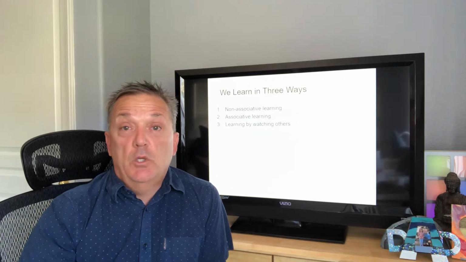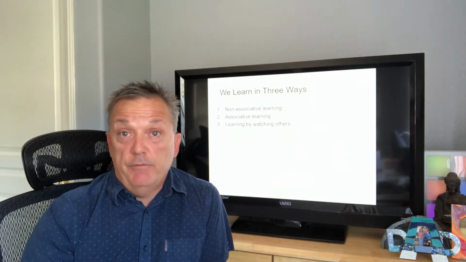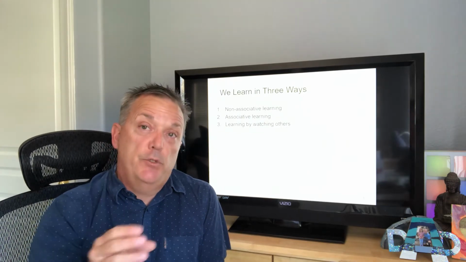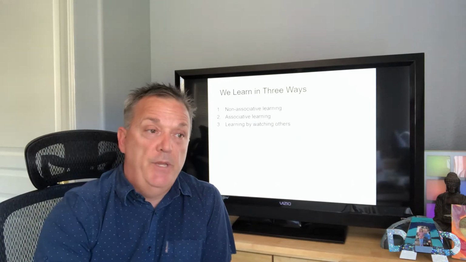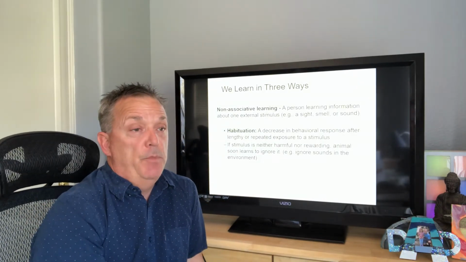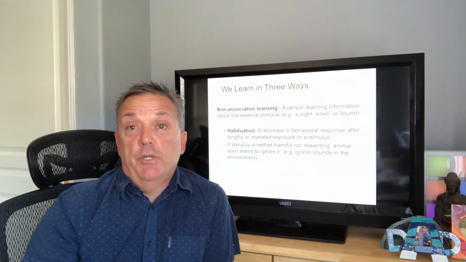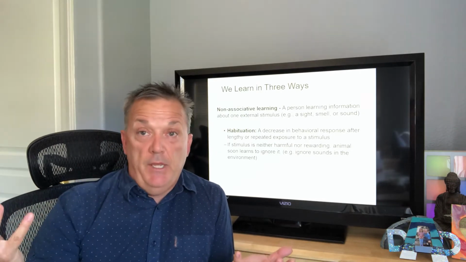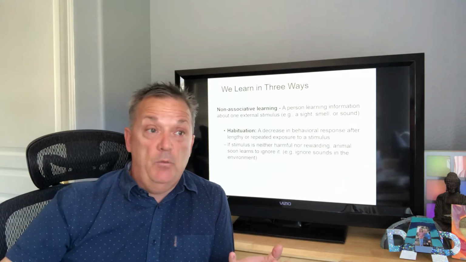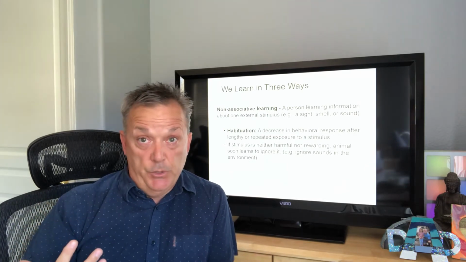There are 3 ways we learn: non-associative learning, associative learning, and learning by watching others. The first 2 were the behaviorists, and the last one was Albert Bandura, as we'll go over in a little bit. Non-associative learning, really as it says, is not associated with anything per se, and then you learn that with that, as we're going to talk about with associative learning.